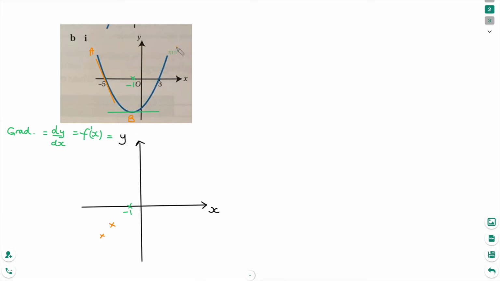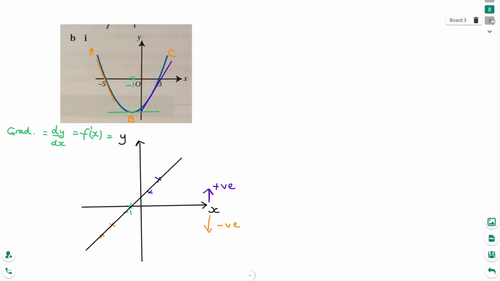And then drawing a tangent to the curve between B and C. The gradient is positive, so we want points above the x-axis. And remembering that's because your y-axis represents the gradient, all the y values are positive going up, and y values are negative going down, so the gradient is negative below the x-axis. And joining those points together should produce a straight line.